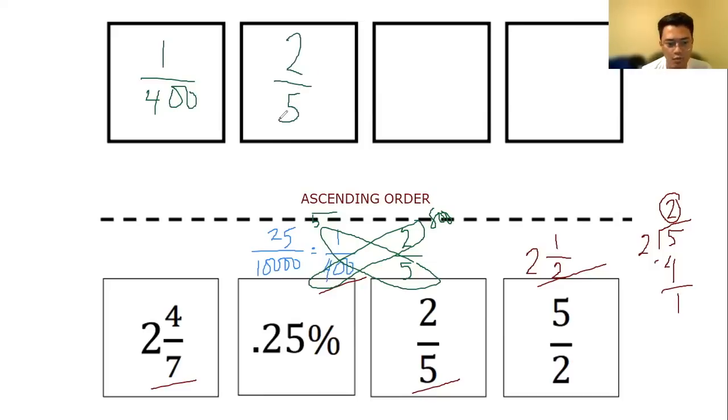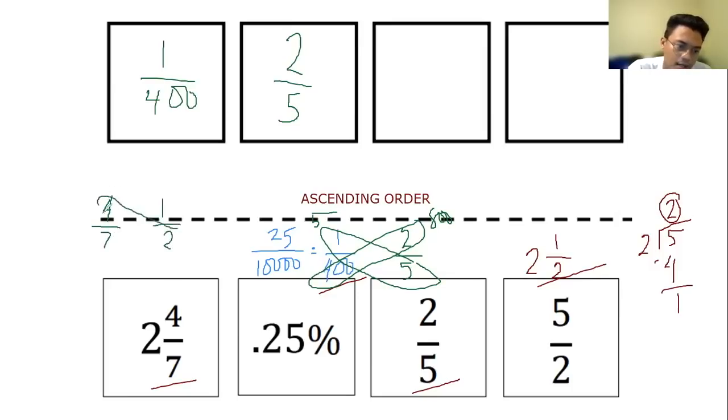Okay. Next, compare 2 and 4 sevenths and then 2 and 1 half. No need to compare the whole number. You know that 2 and 2 are equal. So just compare the fraction. Whichever is the lesser fraction will be the third least there. So let's compare 4 sevenths and 1 half.